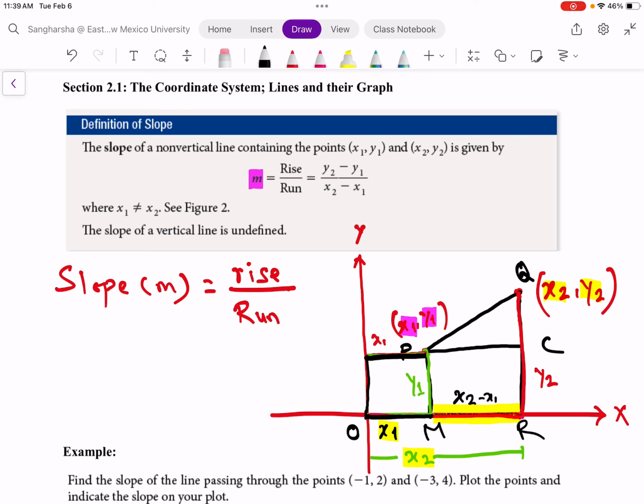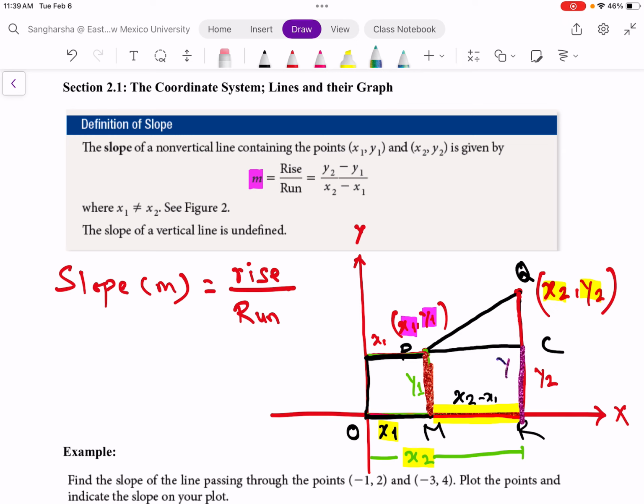What can you say about PM? We have PM here. What can we say about PM and CR? Are these equal to each other? Yes, because these are the opposite sides of the rectangle. So we have this as y1.